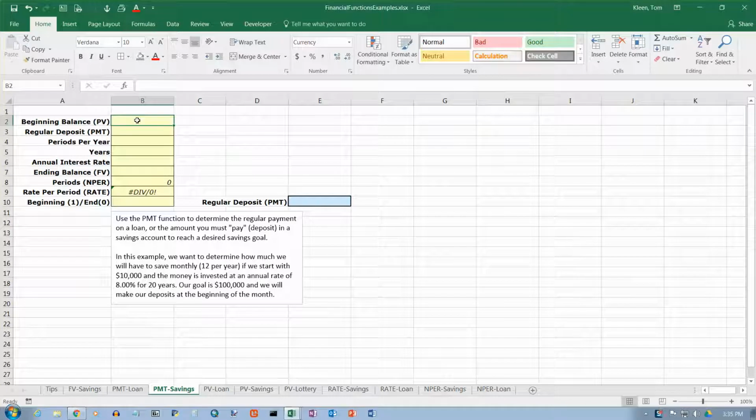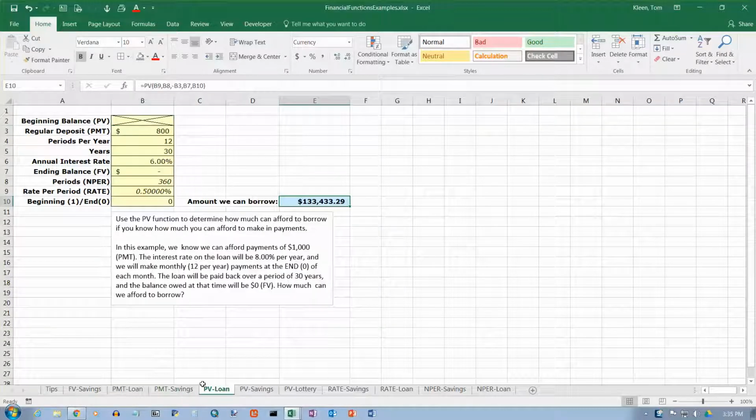In this video, we're going to take a look at the payment function. Payment function can be used in two ways. It can determine the payment on a loan, which is probably the most common use, but it can also be used to let you know how much you need to save to reach a particular savings goal at some point in the future.